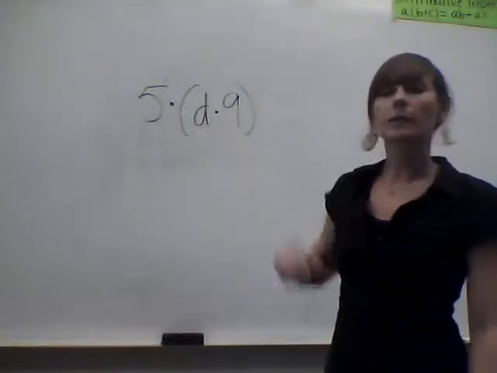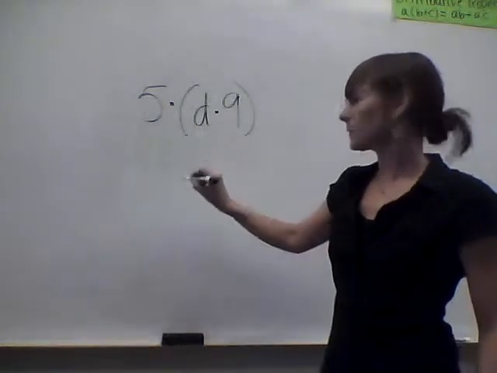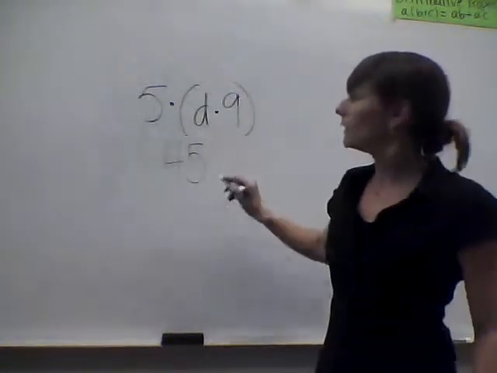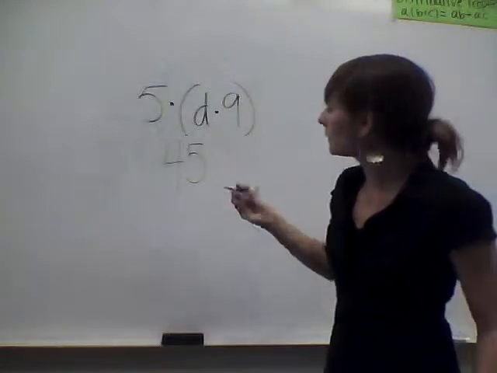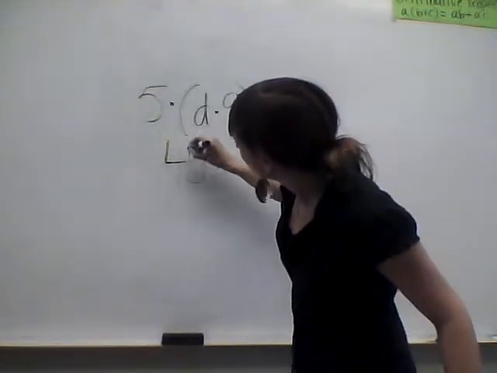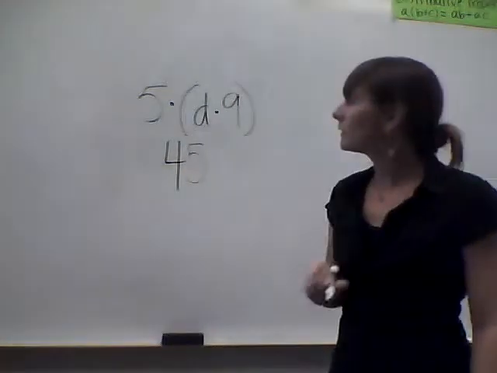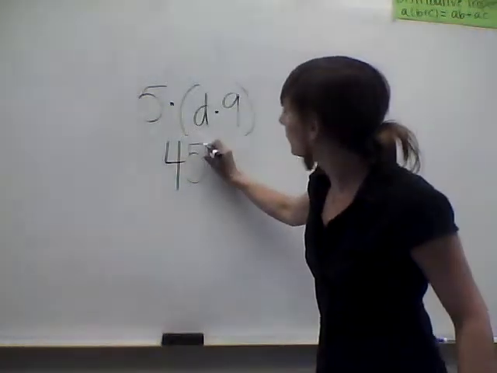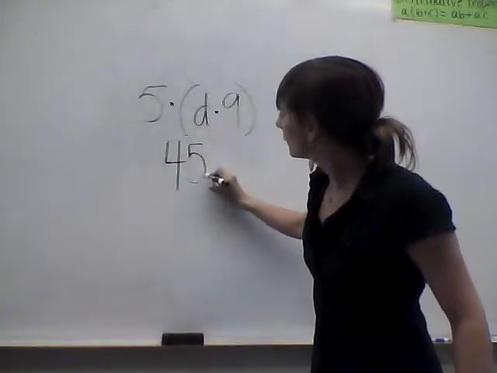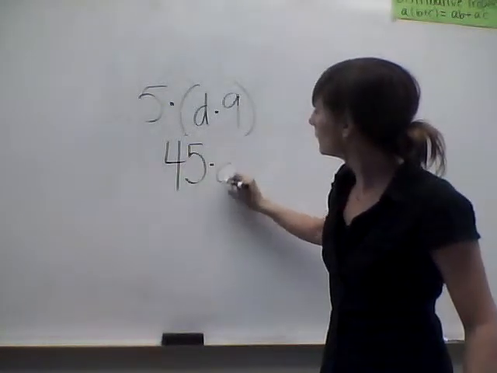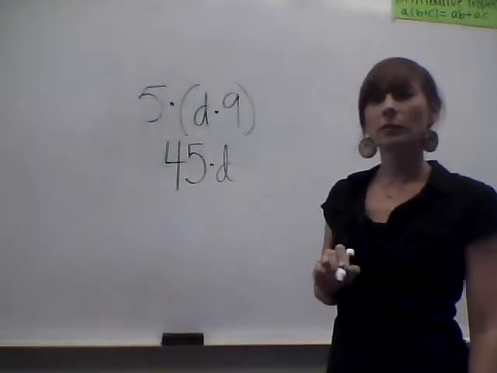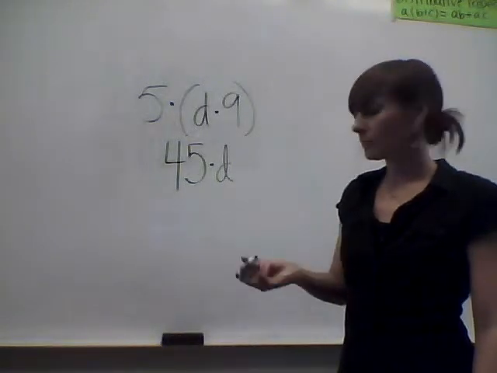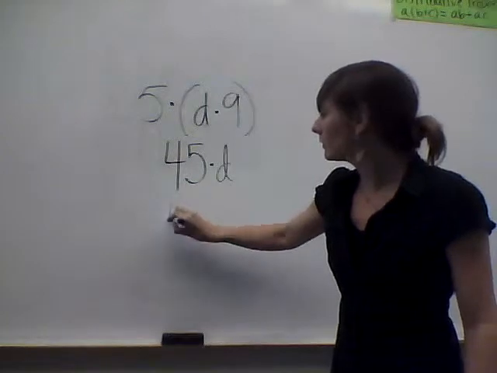Okay, so what is 9 times 5? Right, 45. Okay, and then remember, we talked about this in the last couple days, how to write a variable and how it's multiplied by a number. What do you do with it? Do you have to write times d? What's a more simplified way of writing it? Right, 45d.